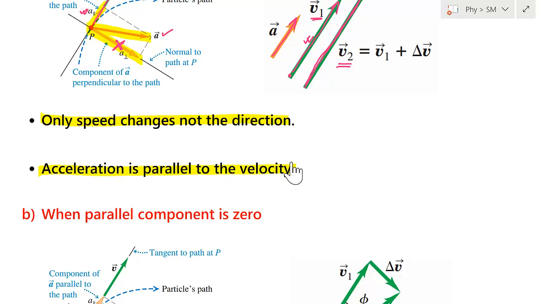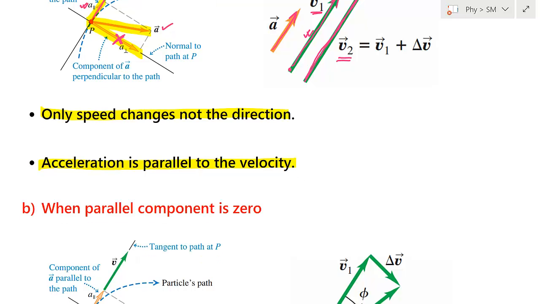So as I said, if the perpendicular component is 0, you have only one component that exists, that is the parallel component, the tangential component, and the speed is changing. So this is one advantage, that if you know that the object is not changing its direction, it's only changing its speed, this means you know that the perpendicular component is 0, and only the parallel component of acceleration will be there.